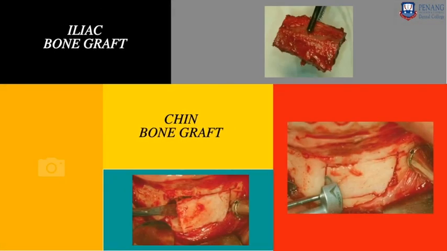So these are the pictures of an iliac bone graft. You can see the iliac bone graft in the top right corner, and the harvesting of a chin bone graft. The lower two graft harvesting photographs are chin grafts harvested from the mandible.